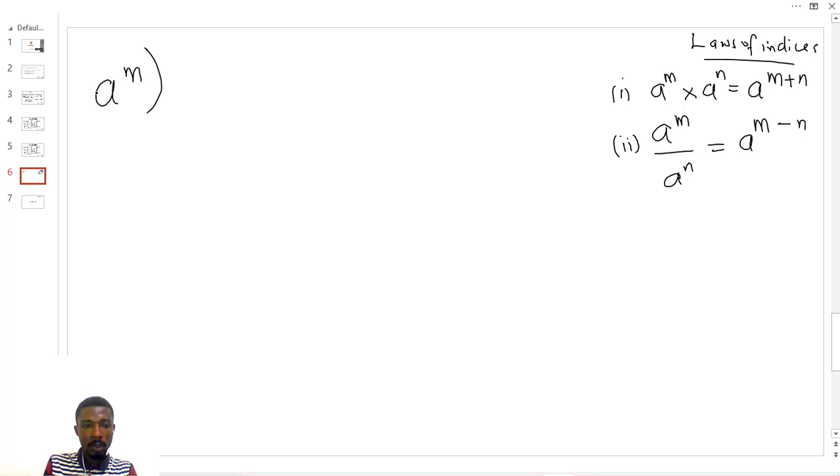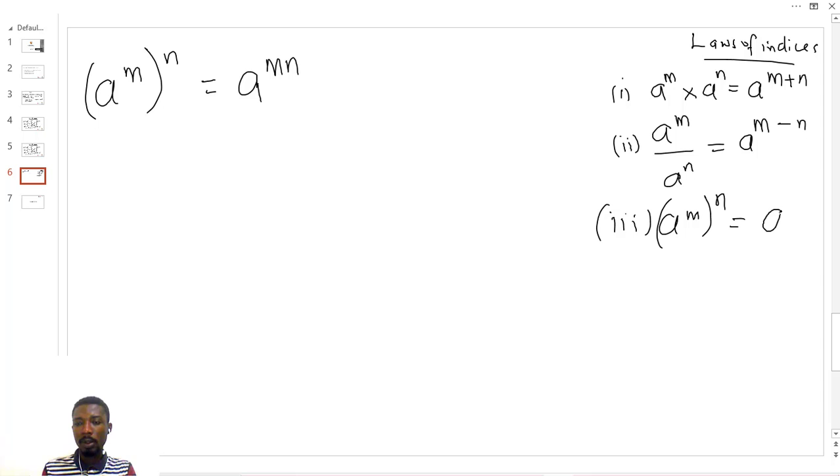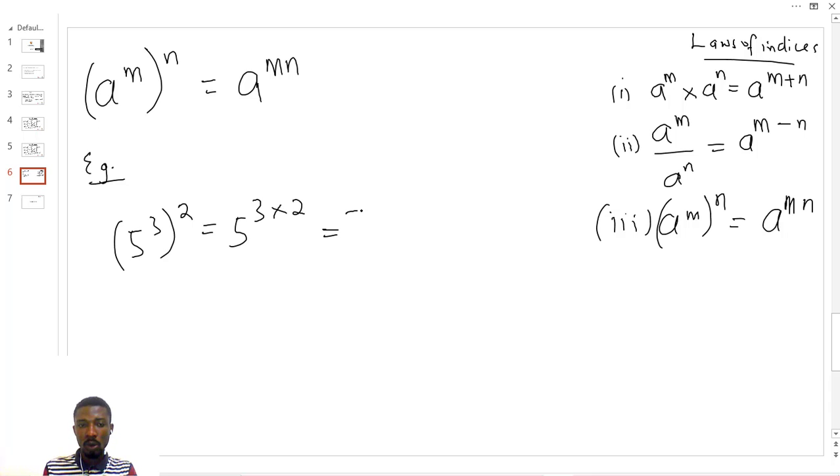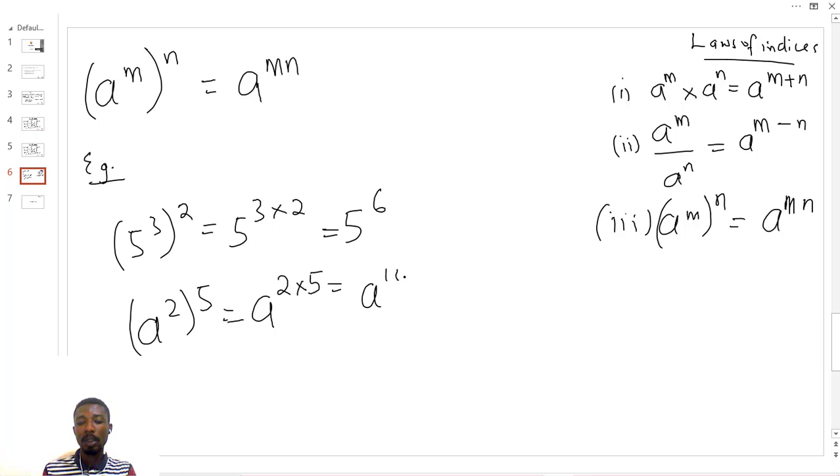(a^m) all to the power n is equal to a^(mn). Very simple. So (a^m) all to the power n is equal to a^(mn). So for example, if I had (5^3) all to the power 2, it's equivalent to 5 to the power 3 times 2, which will give me 5 to the power 6. So if I had (a^2) to the power 5, it's equivalent to a to the power 2 times 5, which will give us a to the power 10.